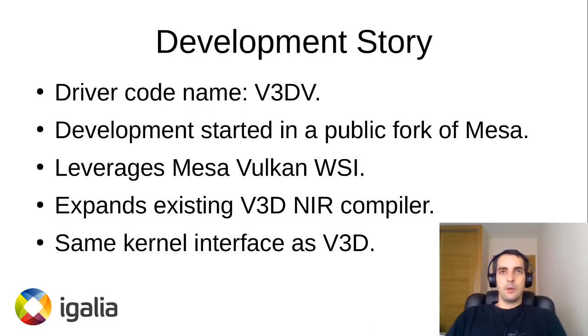The driver reused several of the system pieces from Mesa. Specifically, it reused the window system interface implemented on Mesa. It expands the compiler that was initially created for the OpenGL driver. In this case, most of the Mesa drivers at some point represent the shaders in an intermediate representation called NIR. So we already have a backend that compiles from NIR to the assembly of the GPU for the Raspberry Pi 4. So we were able to mostly use it, but expand it a little for Vulkan specifics.